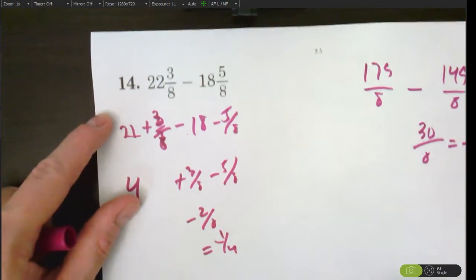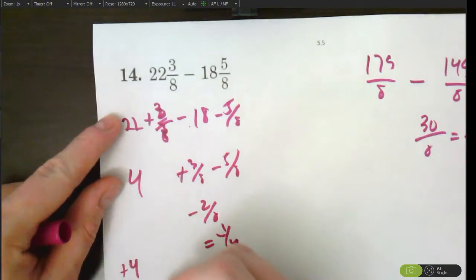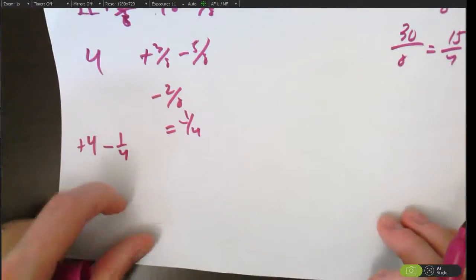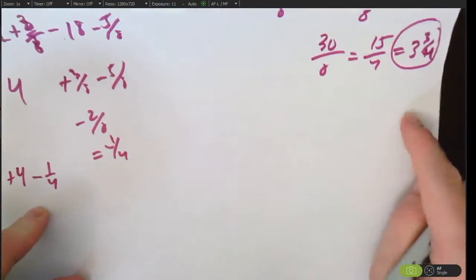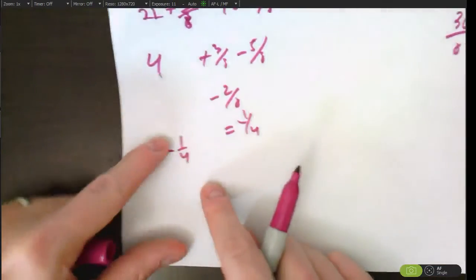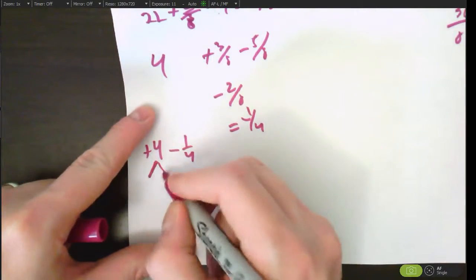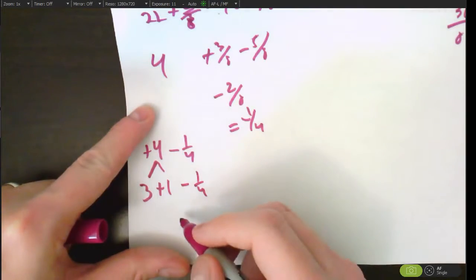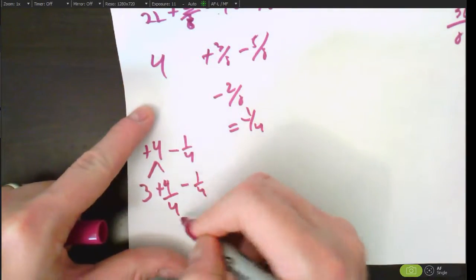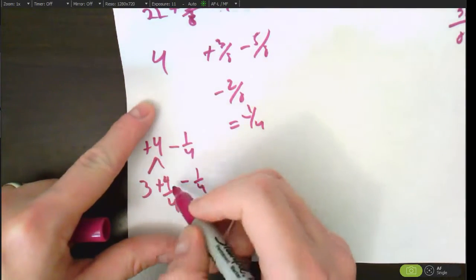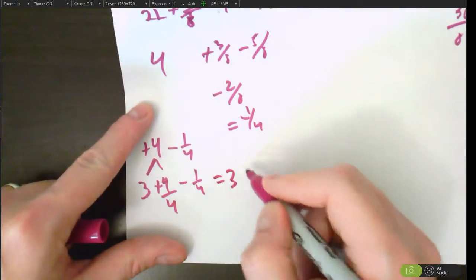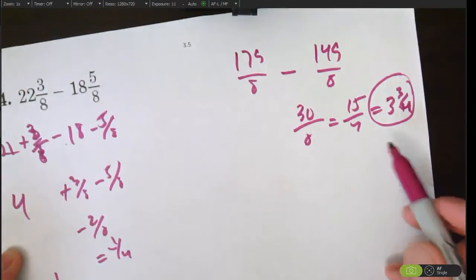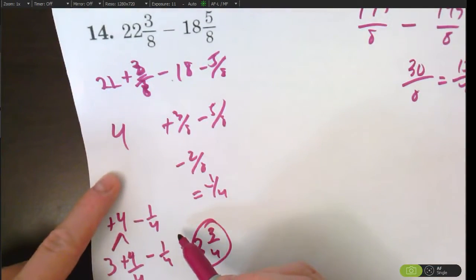So now I have a positive 4 and a negative 1/4. Now again, if you're really good at mental math, you'll know that's 3 3/4. However, what we have to do then is split this up into 3 plus 1 minus 1/4. The reason I have to do that is that 1 is 4/4. So 4/4 minus 1/4 is 3/4. So that's how we get 3 3/4. I really suggest keeping it improper, but you can do it in mixed if you'd like.